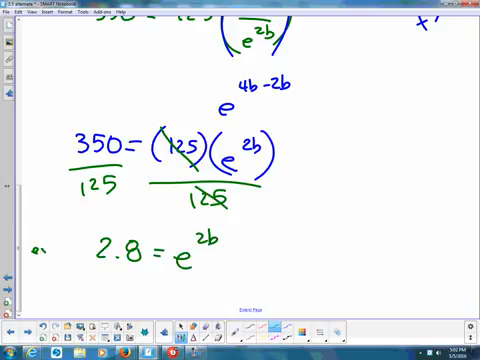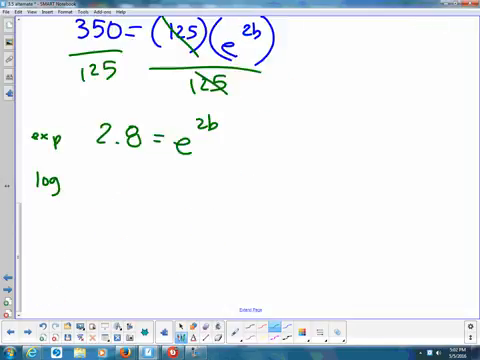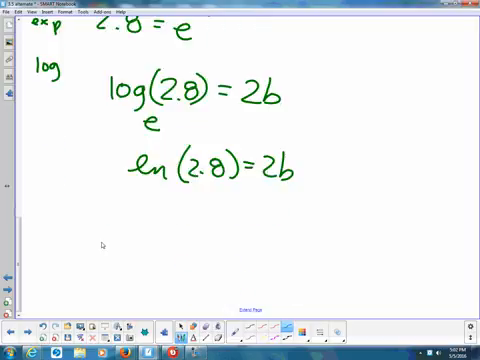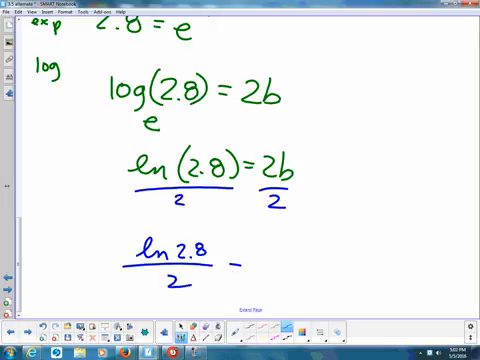That's in exponential form. Let's rewrite it in log form. So this is going to be log to the base e of 2.8 equals 2b. All right, and that's the same as saying ln of 2.8 equals 2b. So dividing both sides by 2, we get ln of 2.8 all over 2 is going to be our b value. So let's get a value for that.